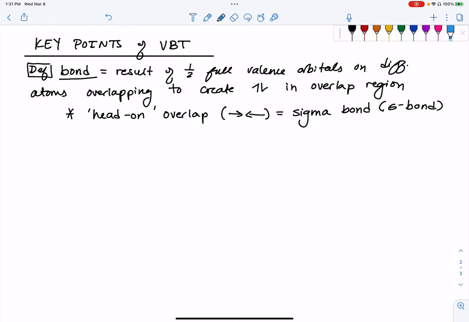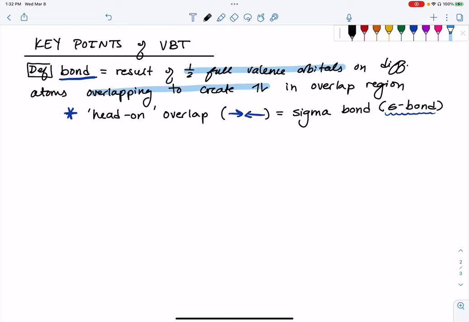By definition, a bond in valence bond theory is the result of half-full valence orbitals on different atoms overlapping to create a spin pair in that overlap region, where if the overlap is the result of some kind of head-on combination of orbitals, then we call this a sigma bond that is formed between atoms.